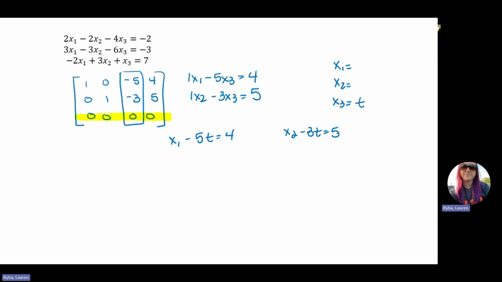And now I can find what x1 is and put it over here, and I can find what x2 is and put it over here. So I would just have to add 5t to the other side. So x1 is 4 plus 5t. As long as I know what I'm plugging in for t, I can find x1. And then the same for x2: do the opposite, add your t term to the other side. So x2 is 5 plus 3t.